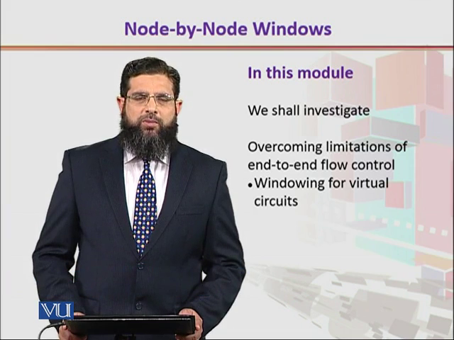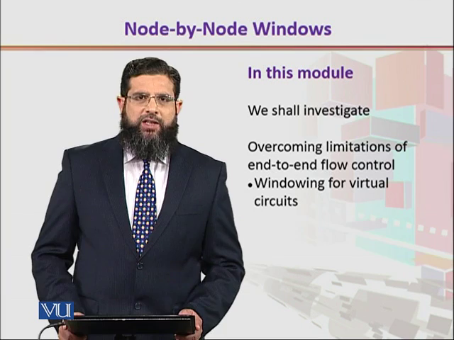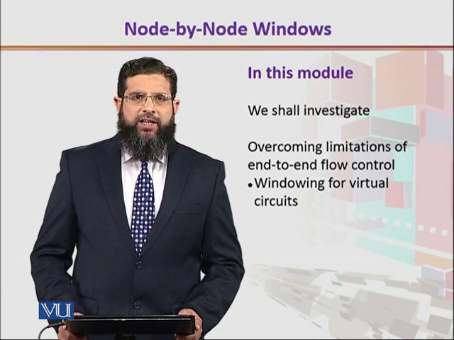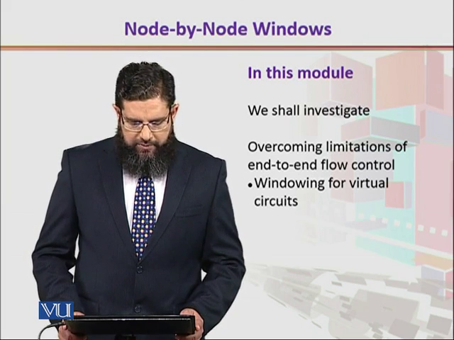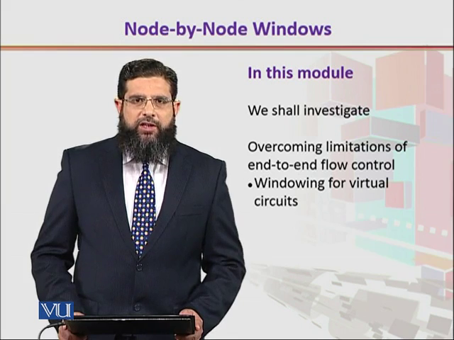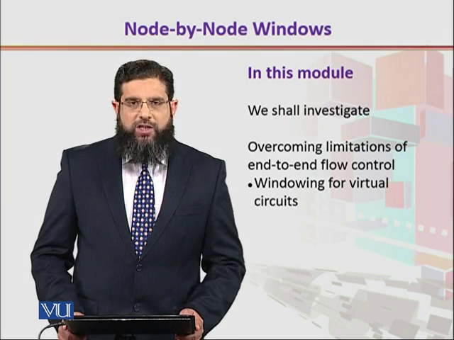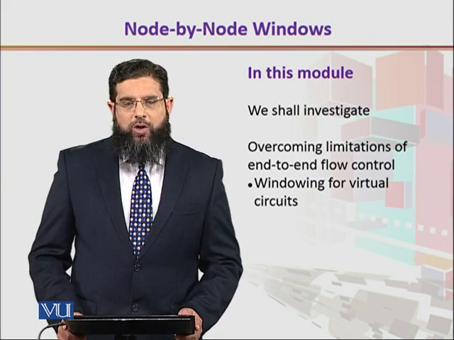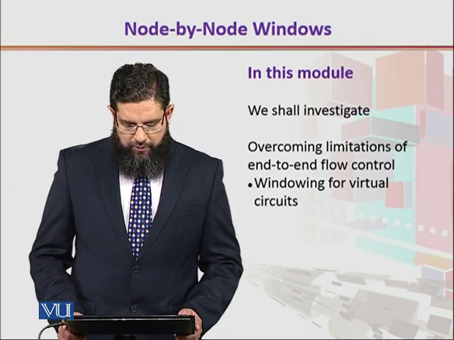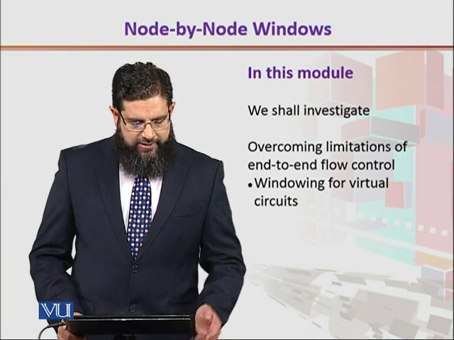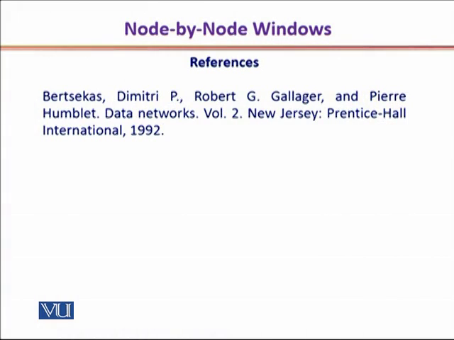Since all the flow is based on the same virtual circuit, it is easier to do something within the network to combat congestion, and that is the principal idea of node-by-node virtual circuit-based window management. First, we shall understand what the limitations of end-to-end flow control are that node-by-node flow control aims to resolve, and then we look at its implementation. Again, the reference is Gallager and Bertsekas.